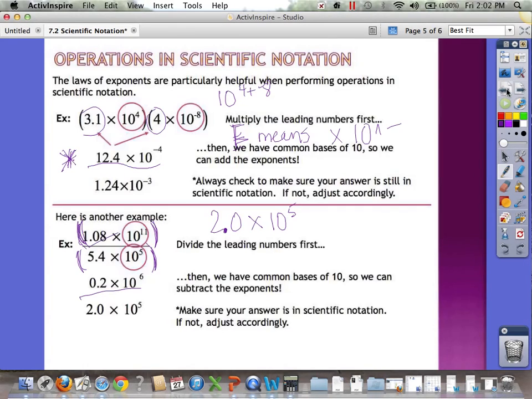Yep. So if you have any questions, come see me and we can work with the calculator. But this section's pretty easy since you do have the use of the calculator.